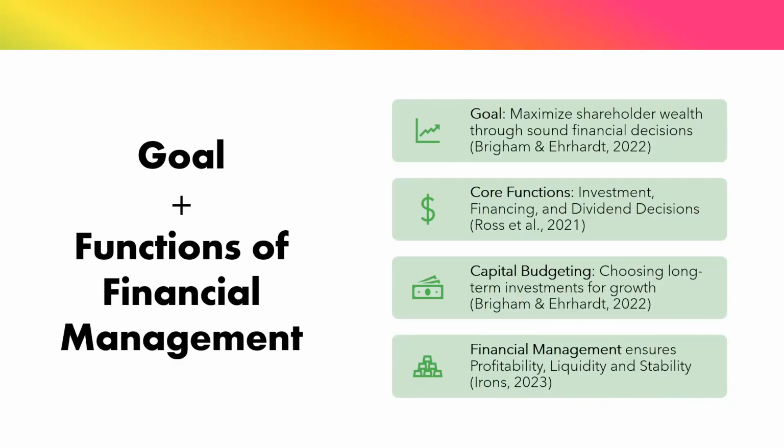Financial management is really about how an organization makes decisions that impact its long-term growth and sustainability. The main goal is to maximize shareholder wealth, basically to make sure the company's money is being used wisely and profitably. The three main functions are investment decisions, like which projects to pursue, financing decisions, how to pay for those projects, and dividend decisions, how to distribute profits.